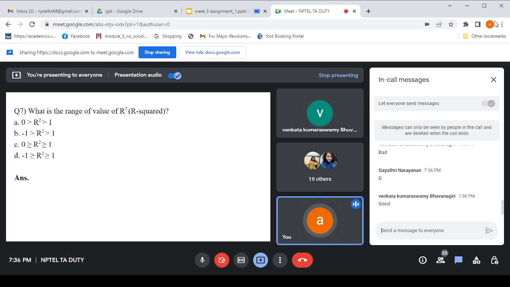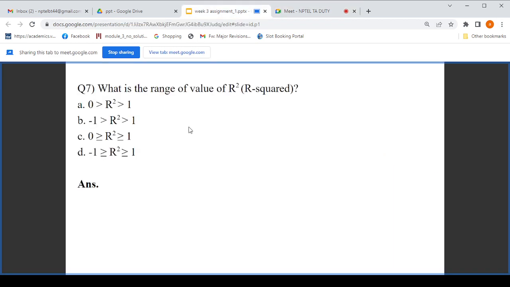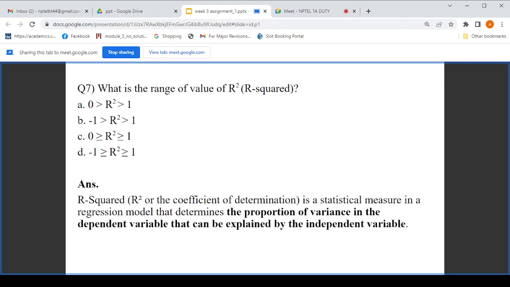Okay. So the correct answer of this question is option D. Sorry, option C, that is 0 to 1. The R square value, that is the coefficient of determination, is a statistical measure in a regression model, especially the linear regression model, which determines the proportion of variance in the dependent variable that can be explained by the independent variable. So the correct answer is between 0 to 1, including 0 and 1 themselves.